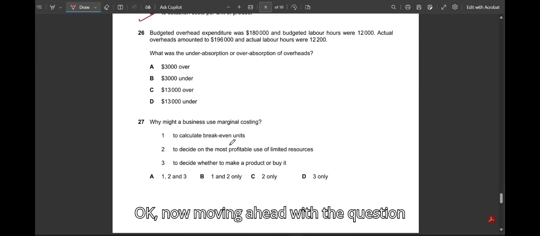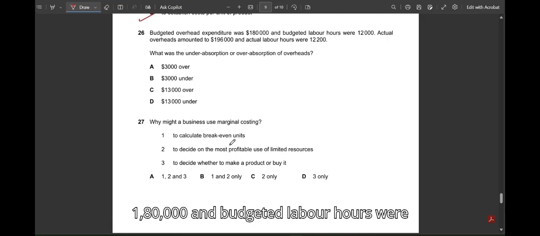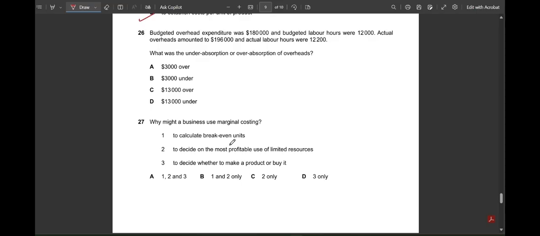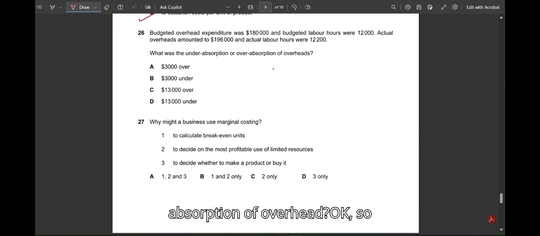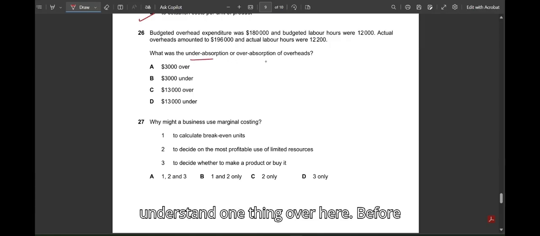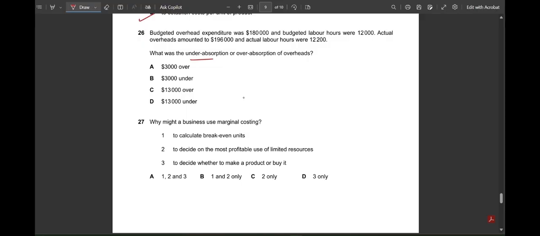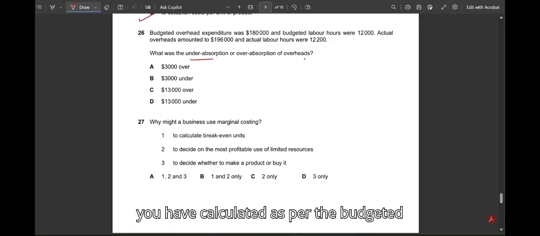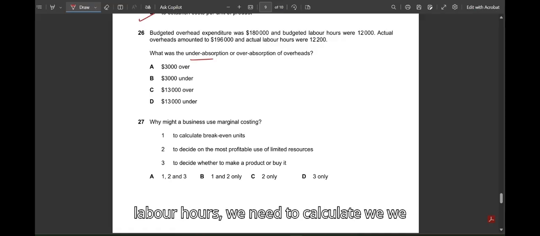Now moving ahead with question number 26. Budgeted overhead expenditure was 1 lakh 80,000 and budgeted labor hours were 12,000. Actual overhead amounted to 1 lakh 96,000 and actual labor hours were 12,200. What was the under absorption or over absorption of overhead? Understand one thing over here. Before calculating any under absorption or over absorption, we need to get the budgeted overhead as per the actual labor hours.